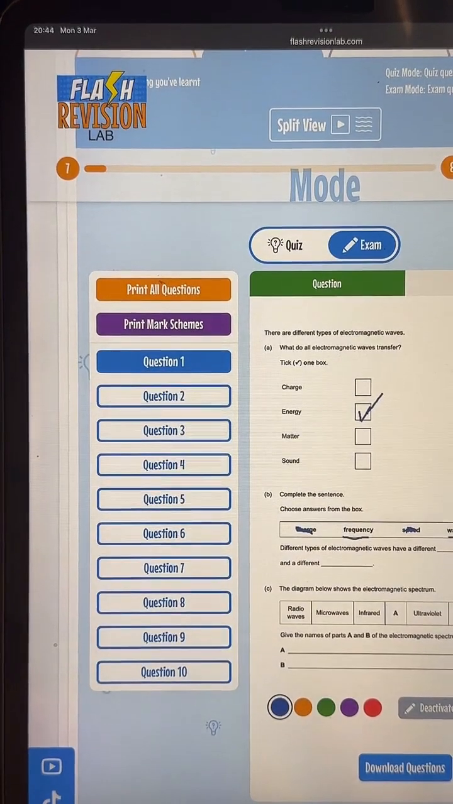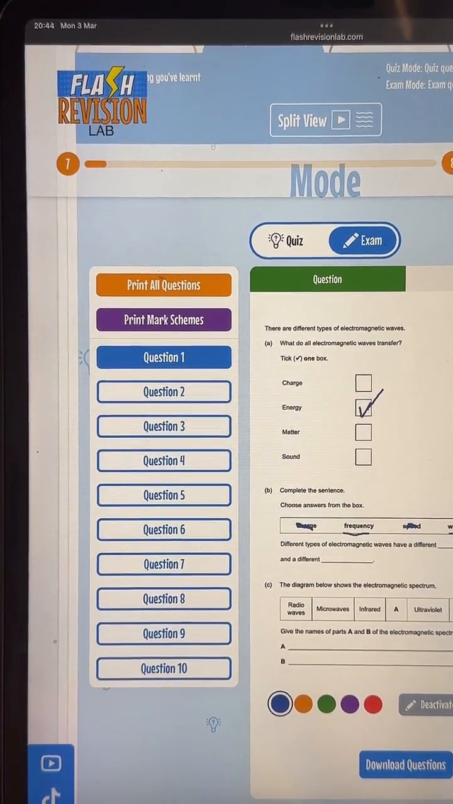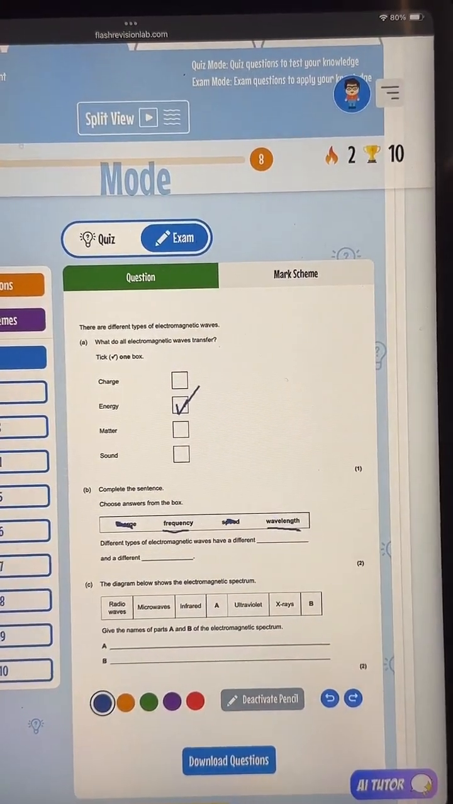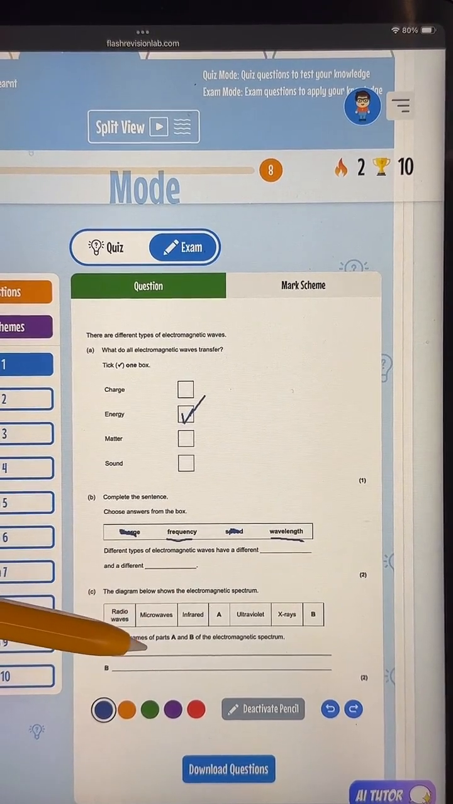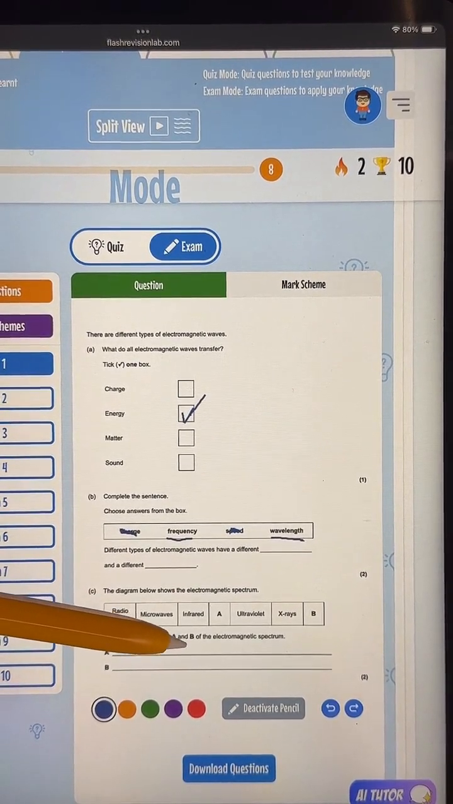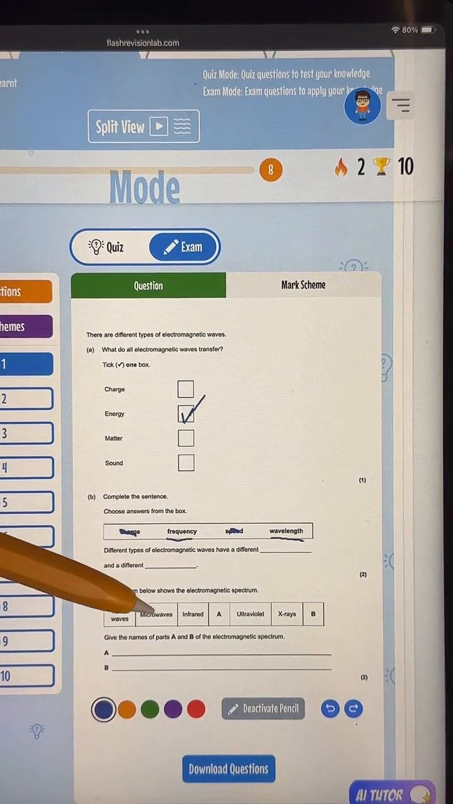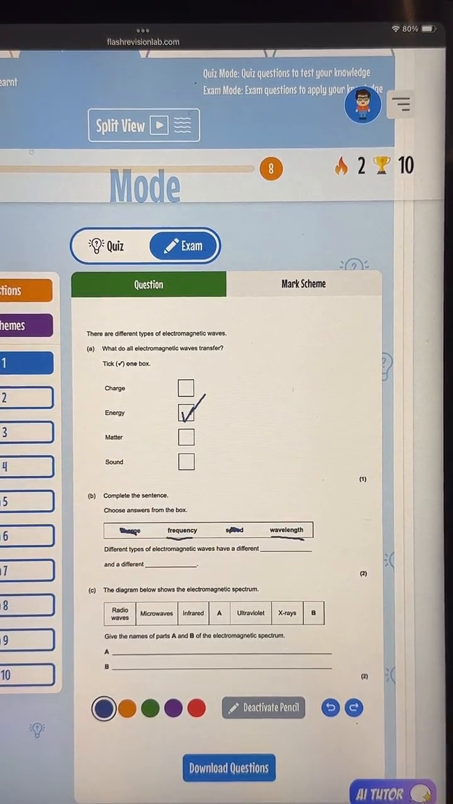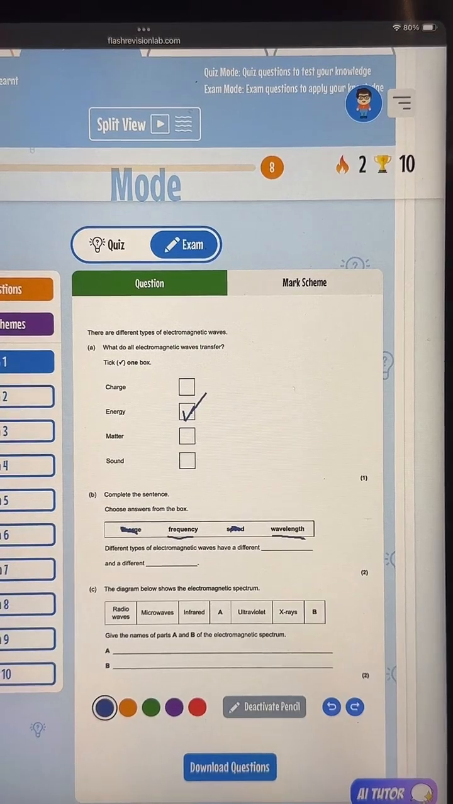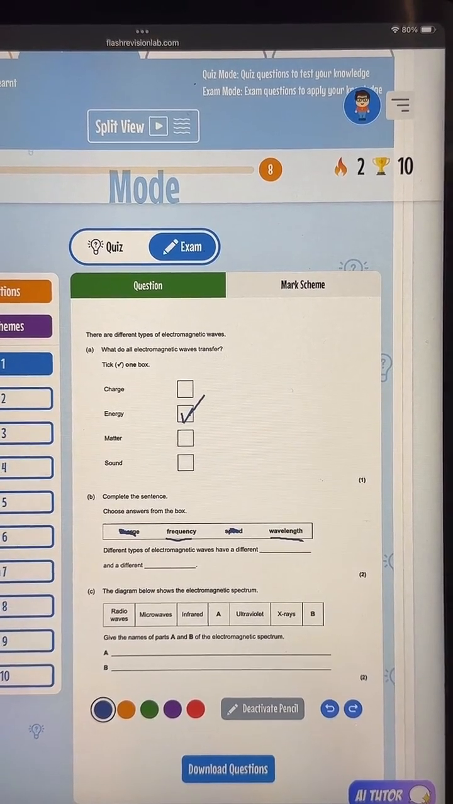So the diagram below shows the electromagnetic spectrum. Give the names of parts A and B of the electromagnetic spectrum. So we have radio, microwaves, infrared, blank, ultraviolet, X-rays, and blank. Geordie, I hope you can see now. Just let me know. I think it's centered. Sorry, I was off center.